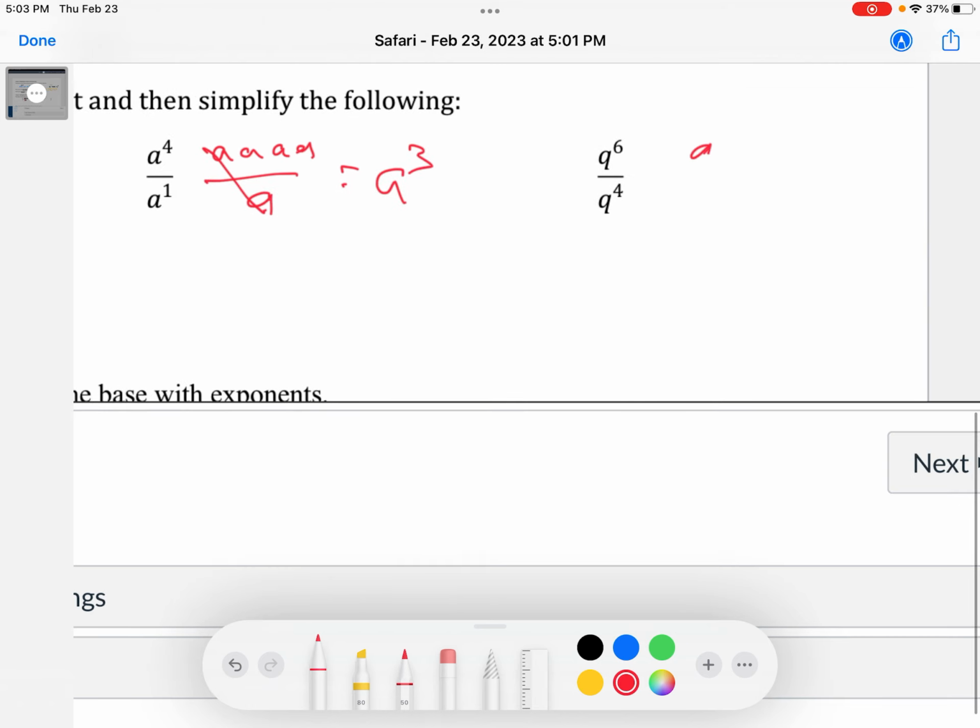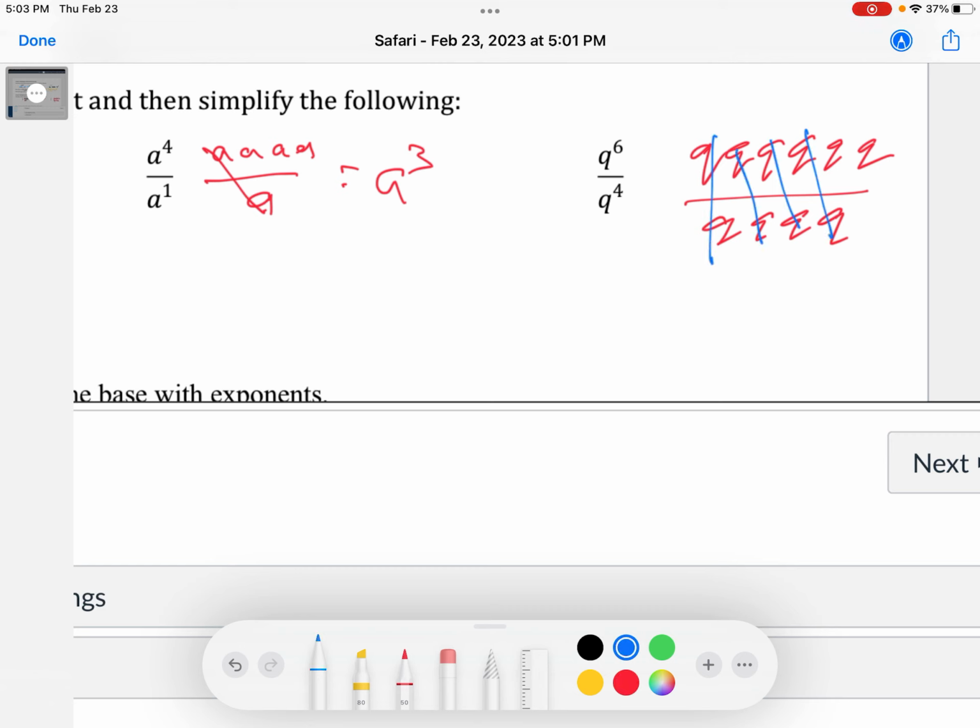Right here we've got Q to the 6th, 1, 2, 3, 4, 5, 6. We've got 1, 2, 3, 4 on the bottom, and we're going to cancel, cancel, cancel, cancel, and we're left with those 2 survivors on top, Q to the 2nd.